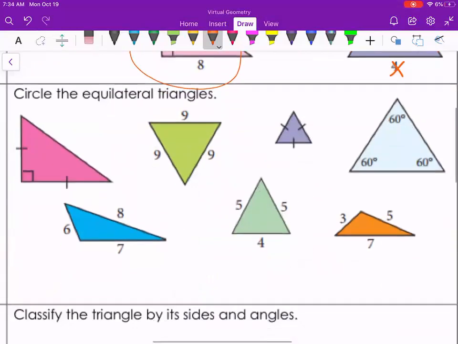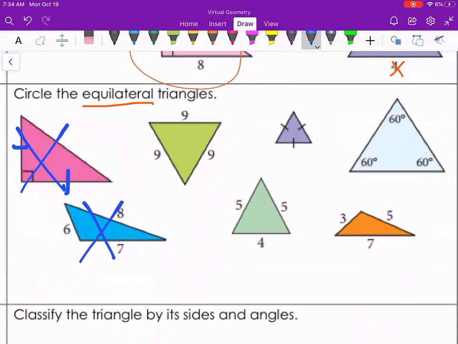Let's check out the one below. Look for the equilateral. All sides are congruent. All sides are the same measure. All right, so looking at this first one, we've got two that are the same, but that third one is missing, so it's out. The one right underneath that, all sides are different. I'm sorry, all sides are different. It's out. The next one over, 9, 9, and 9, which means they're all the same.